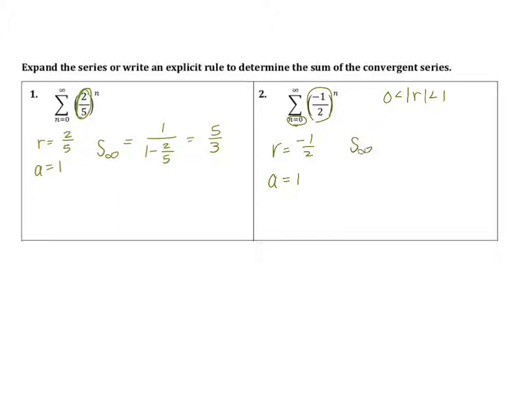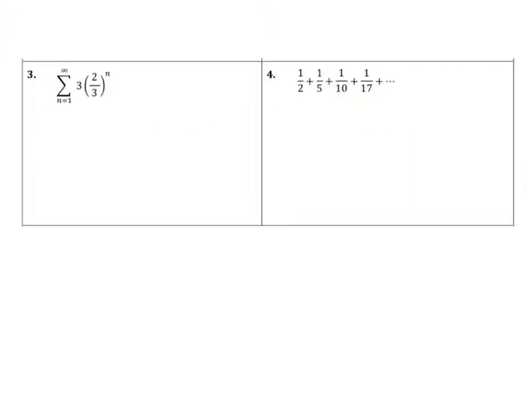So our infinite sum here is going to be our first term over 1 minus our ratio, minus a negative. And so that's going to be 1 over 3/2. So that infinite sum is 2/3.